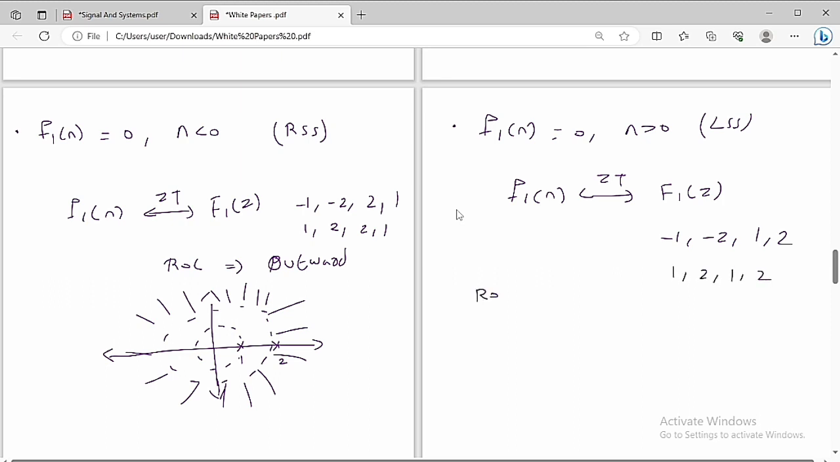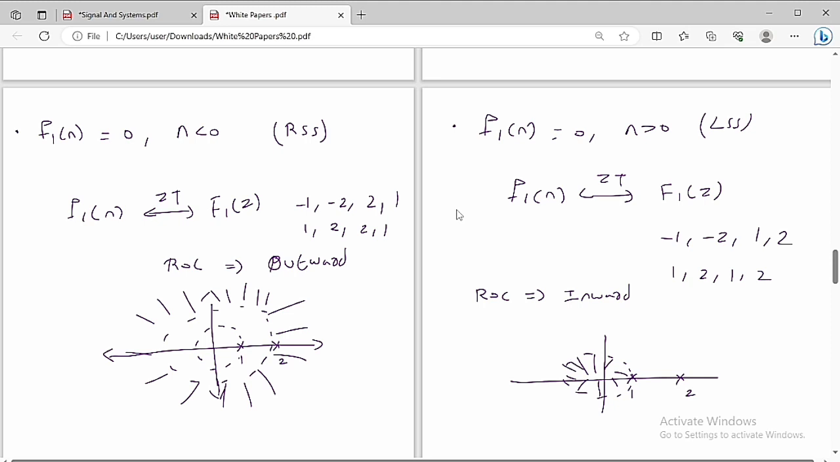So the ROC is inward because it is a left sided signal. The ROC will be inward. So in the z plane, first plot the poles, which are 1 and which are 2. Out of this, which is the least one? The least one is 1. So draw this circle of radius 1 and this is the ROC.